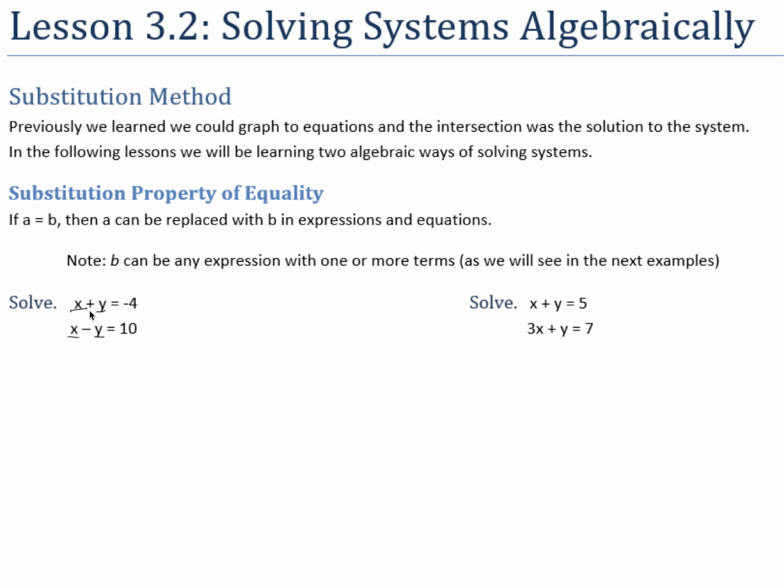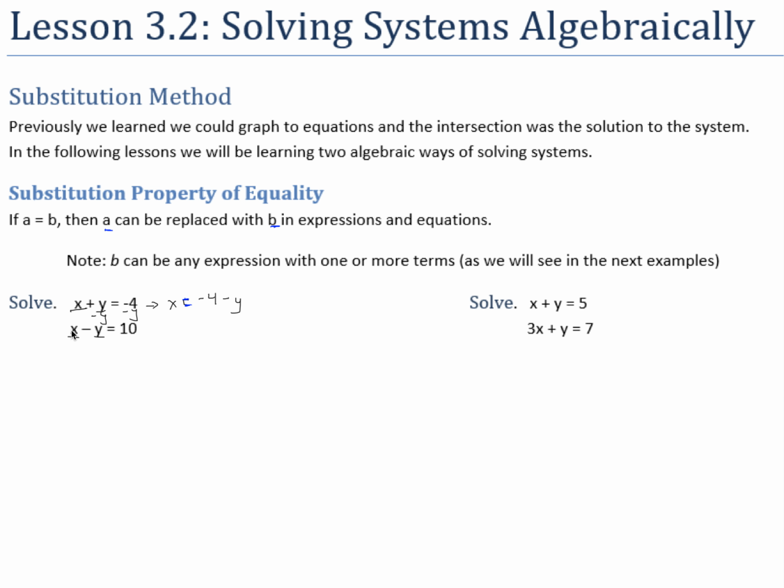So to solve for that, I'm going to subtract y from both sides. And when we subtract y from both sides, we get x equals -4 minus y. And now this fits this substitution property. So x is equal to -4 minus y. So we can replace x, just like it says we can replace A with B in any expression or equation. So this is like our A, and this whole thing is our B. So we can replace anywhere we see x with -4 minus y.